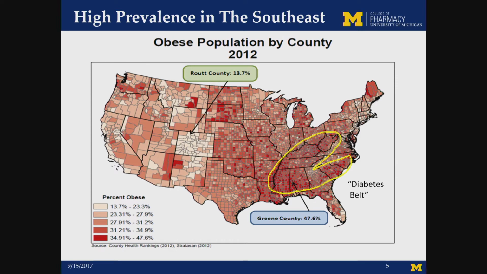This is the prevalence of obesity across the United States by county, and clearly there's diversity in the prevalence of obesity in the United States, with the lowest rate seen in Routt County and the highest in Greene County, which again, this area here represents the southeast part of the United States. It's also associated with a high prevalence of diabetes.